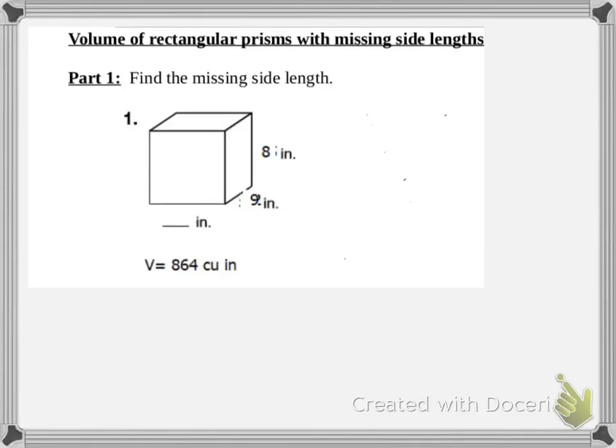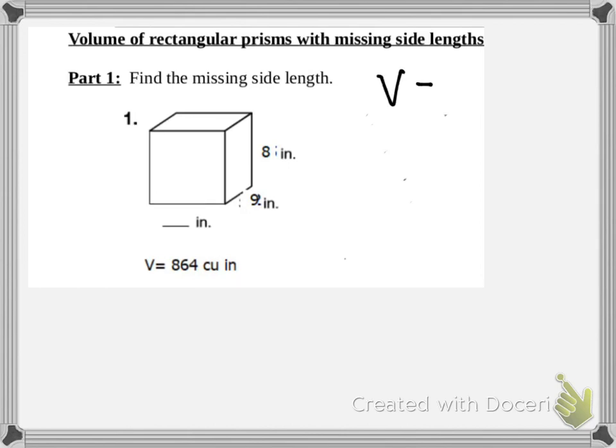Today we're going to be talking about how to find the side length of a rectangular prism if we're given two of the other side lengths and the volume. So here we have a shape where the height is 8, the width is 9, we're looking for the length, and the volume is 864 cubic inches.